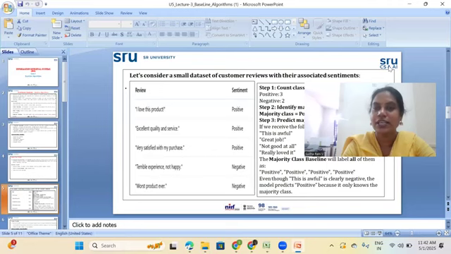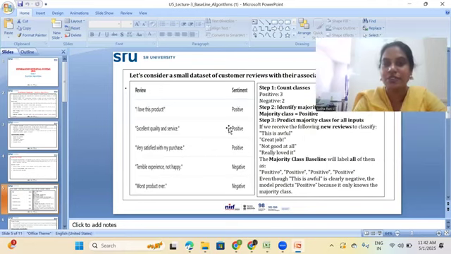Let's see the count of classes. Positive is 1, 2, 3, so the positive count is 3, and the negative count is 2. Obviously the count for positive is higher, 3 out of 5. So the sentiment analysis algorithm will generate the feedback as positive, as the count of positive is 3. This is something related to sentiment analysis.